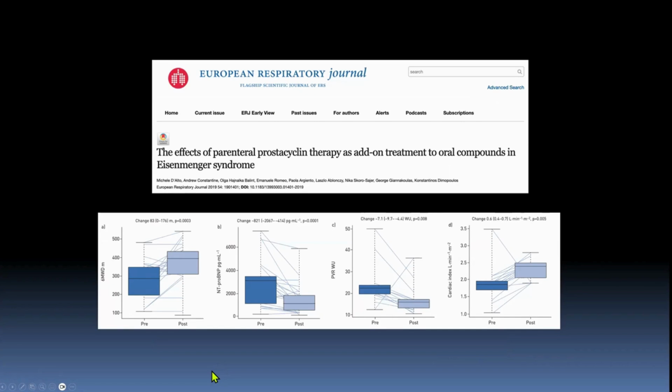And of course, we have non-randomized, but still important data from Michele D'Alto and data from Italy, Hungary, and Greece, showing that even triple combination or prostanoid treatment, mainly treprostinil, in Eisenmenger patients can lead to a significant improvement in walk distance, in BNP, in PVR, and cardiac index. And of course, this is important data because it's probably the strongest data we have on combination therapy and the use of prostanoids.